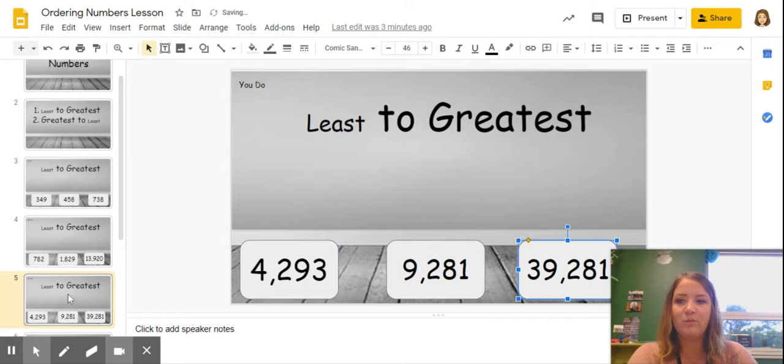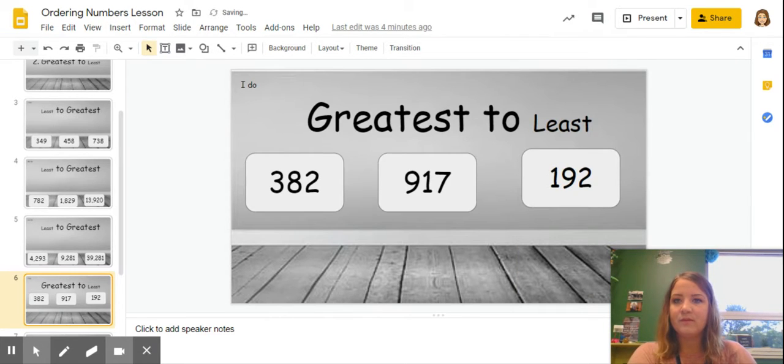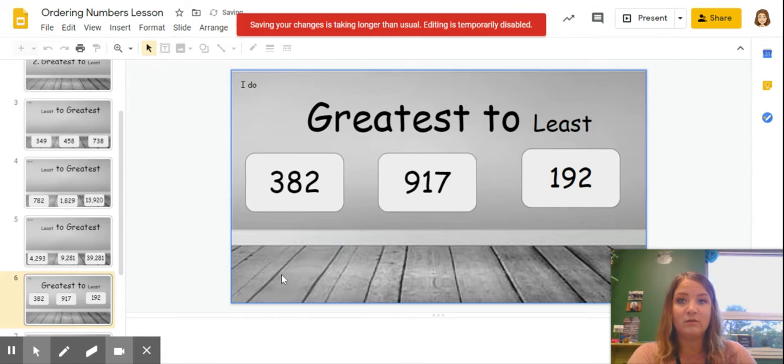Go ahead and erase your boards and get ready for me to show you another example. All right, this time I'm going to show you how to order numbers from greatest to least. So this time I'm looking for the largest number, and that is going to be first. So I'm looking at my three numbers. I have 300s, 900s, 100s. So they're all in the hundreds place, so I can compare just that first digit. And I'm going to look for the greatest number first.